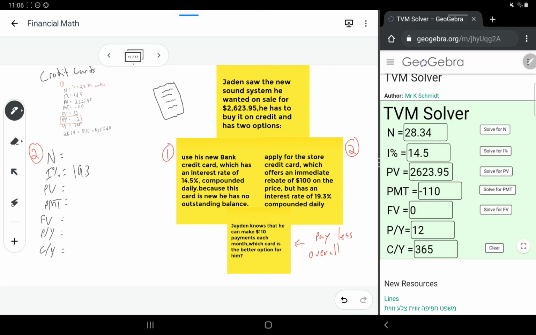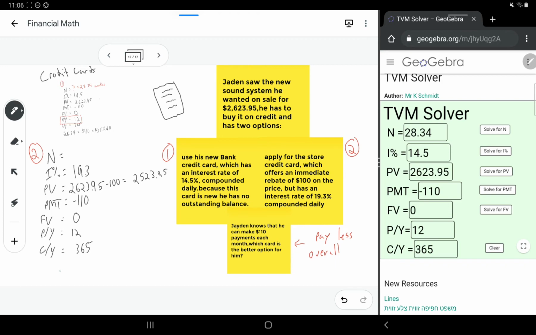The present value. Now we know that the present value was $2,623.95, but we did get a rebate of $100, so we're going to take $100 off of that to get a new present value of $2,523.95. Okay, so similar, but a little bit lower this time. The payment's still negative $110, since Jaden is still able to pay that much. We have a future value of 0 since we want the loan to go down to 0, and the payments and compounding period are the same.